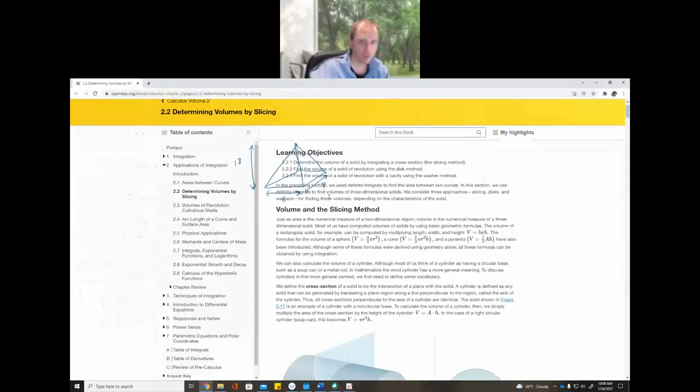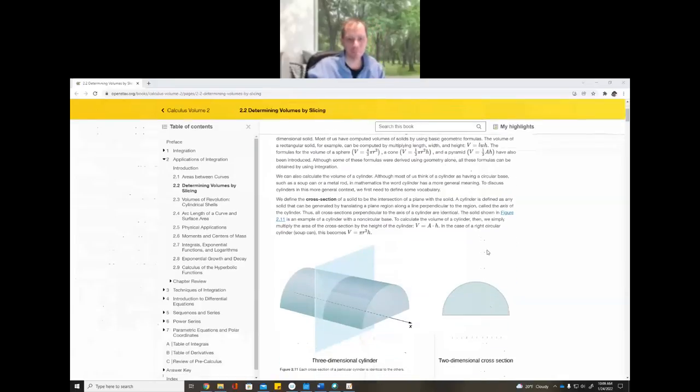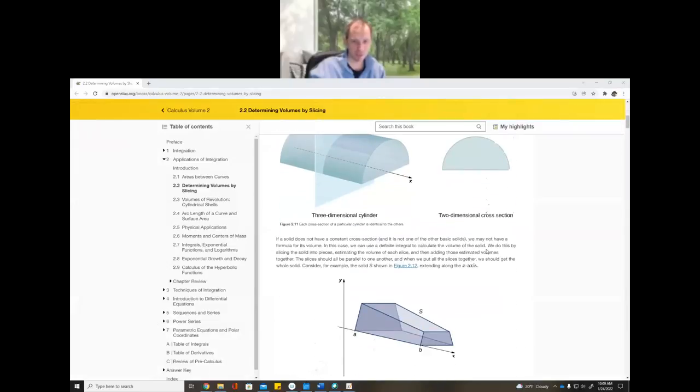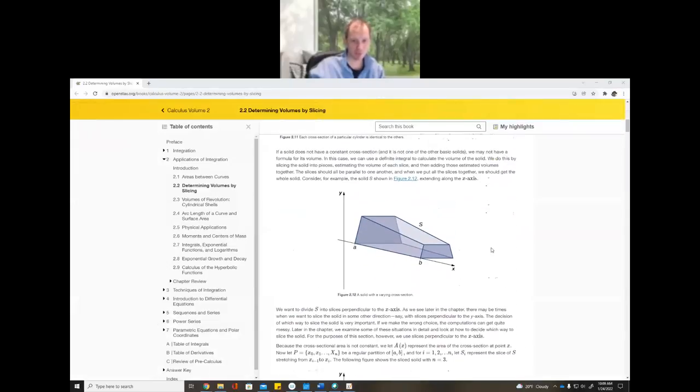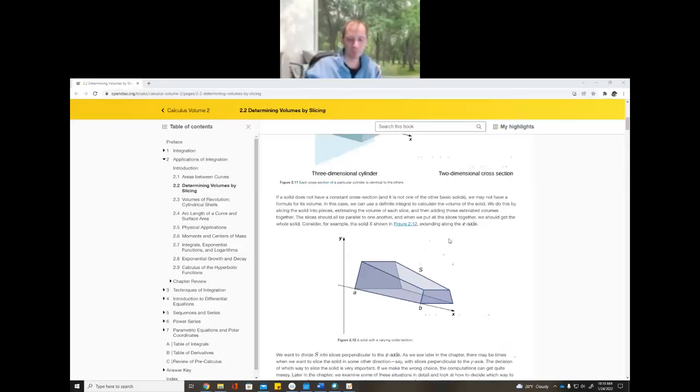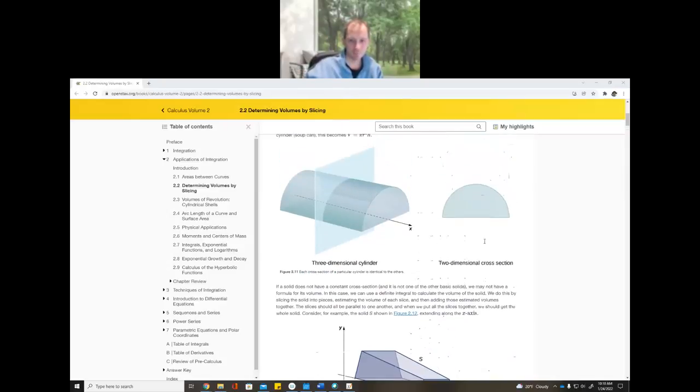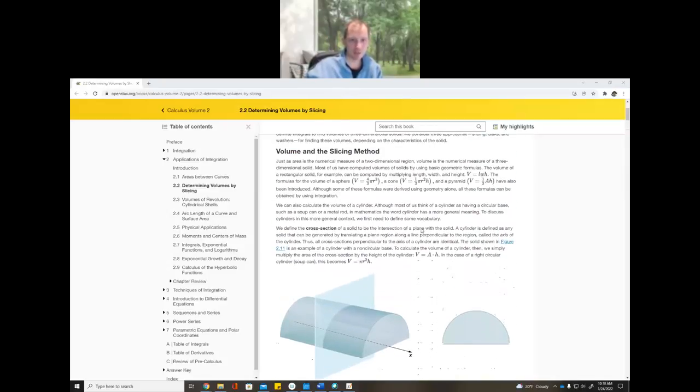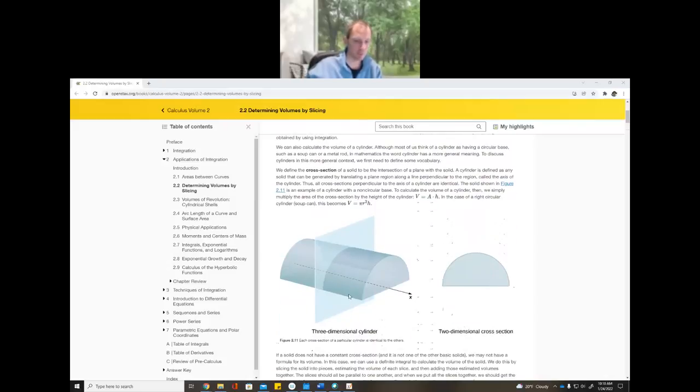Okay. In 2.2, we look at volumes by slicing and things like that. But first, what we want to do is think about, generically, how do I find volume? And one thing to keep in mind is that when we talk about a cylinder, we always typically think of a round cylinder, and that's what a lot of our examples will look like.